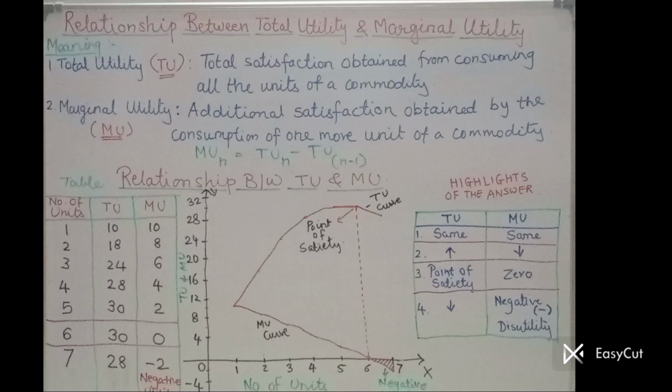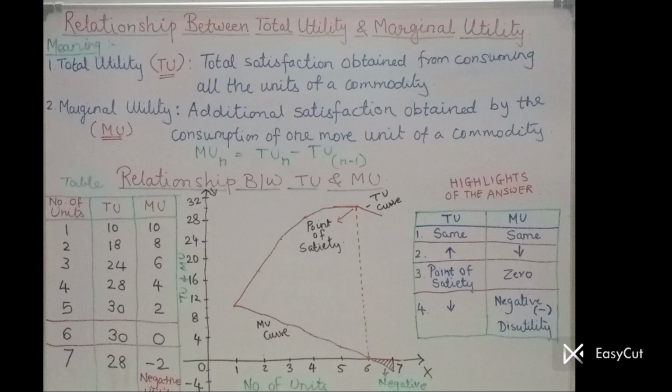That additional amount is called marginal utility. Formula is also written on the board. MUn, n means number of unit, is equal to TUn, total utility of n units, minus TUn-1. N minus 1 means earlier unit. Supposing now you are consuming the third unit, then total utility of three units minus total utility of 2 units. Thereby you will arrive at the marginal utility. That means utility of the just now consumed commodity. Now let us make this concept very clear with the help of schedule, diagram and highlights.